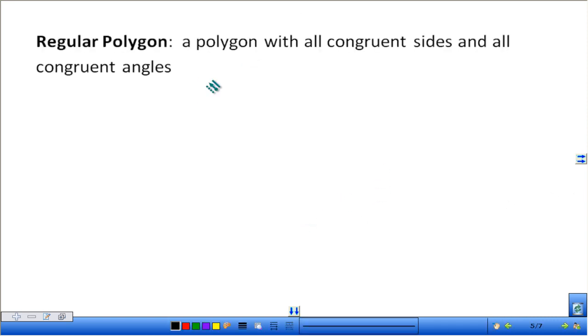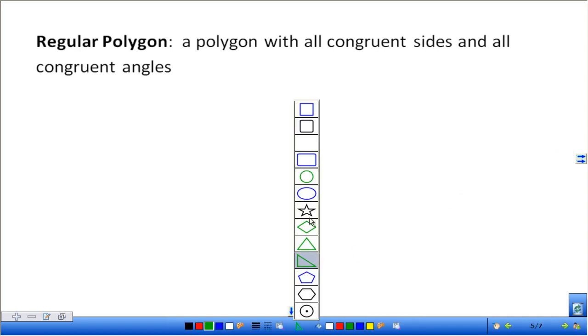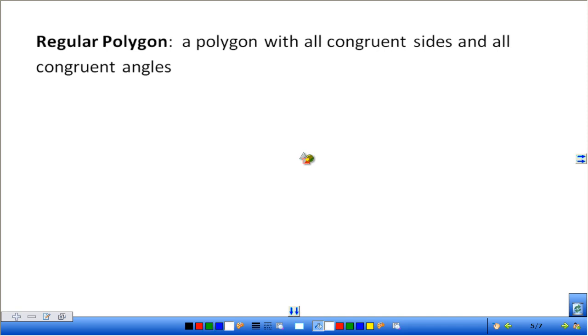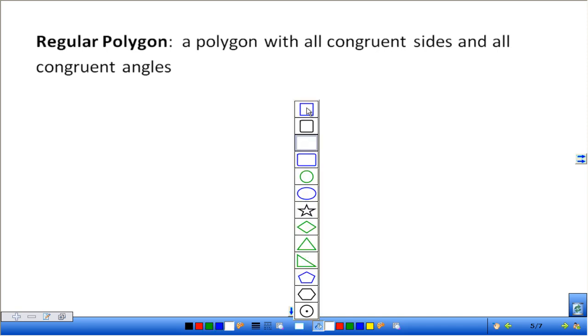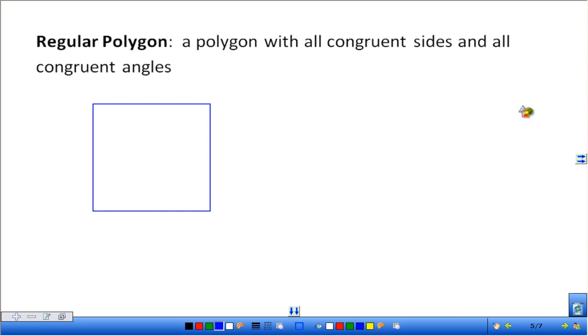We have to talk about what a regular polygon is. So you guys have this on your paper. A regular polygon is a polygon with all congruent sides and all congruent angles. The best example of a regular polygon is a square. So let's see, nope, that's a rectangle. Here's my square. It's a quadrilateral, but it's a specific type of quadrilateral. All the sides of a square are congruent. All of the angles of a square are 90 degrees. That's the definition of a square.